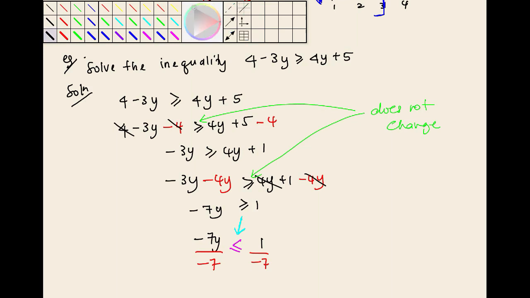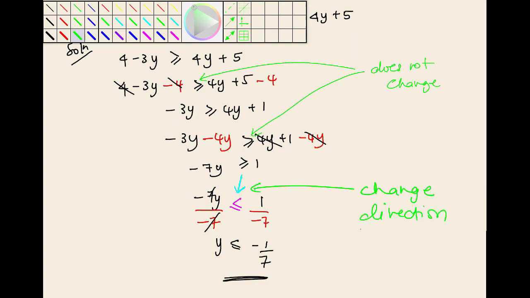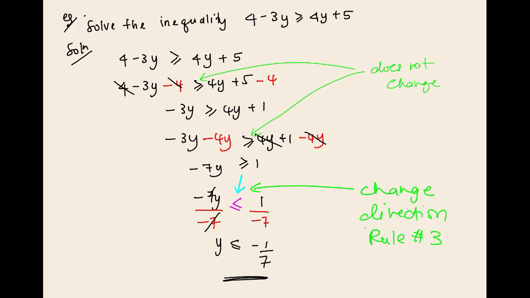So now your equation becomes y, okay, so after dividing, y is less than negative 1 over 7. So it becomes less than. So remember, this will change direction. So this is rule number 3. Rule number 3. Okay, we do another example.